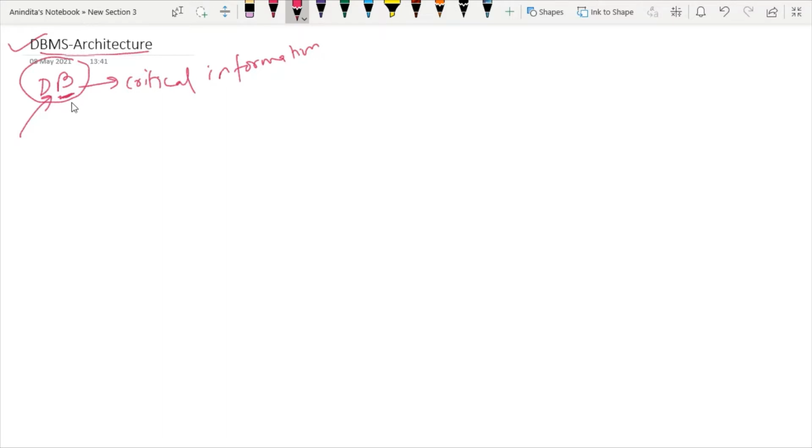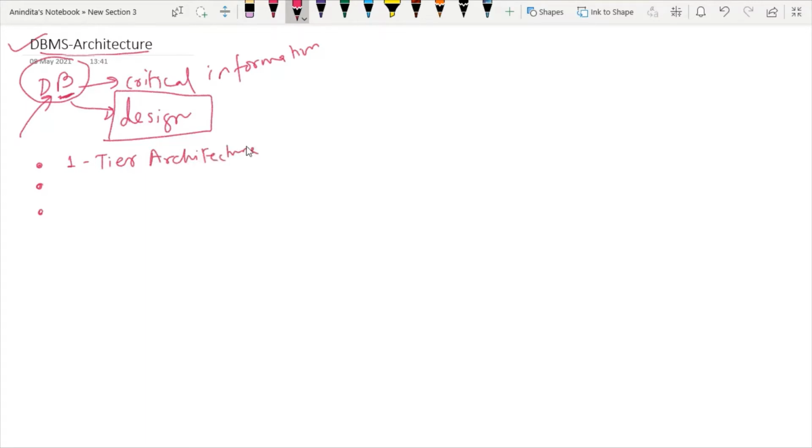If I ask what you mean by database architecture, we can say that database architecture means database design. Today I will talk about the different kinds of designs available in a database management system. Basically, there are three categories of database architecture. The first category is known as one tier architecture.